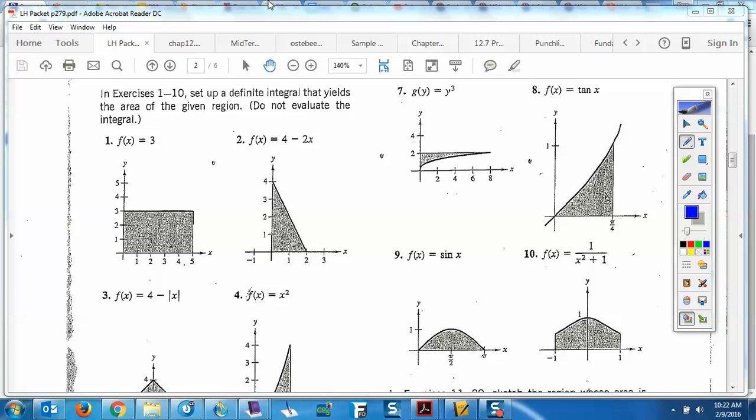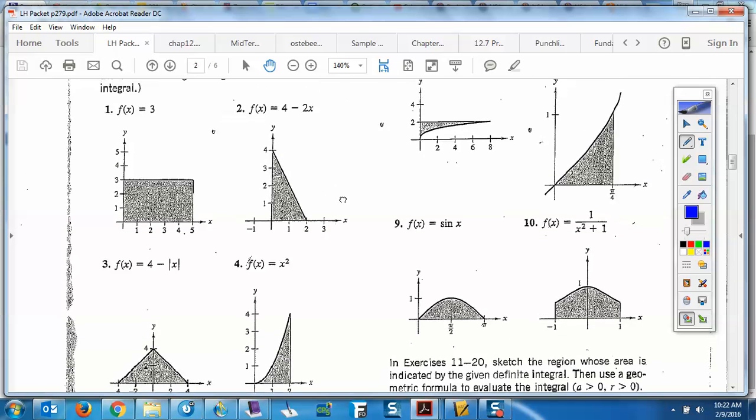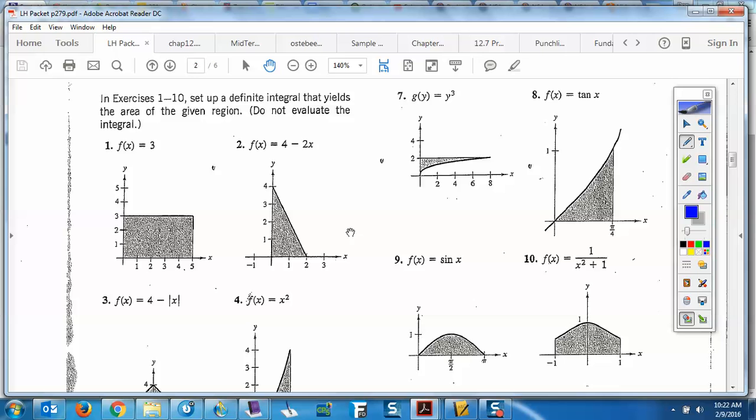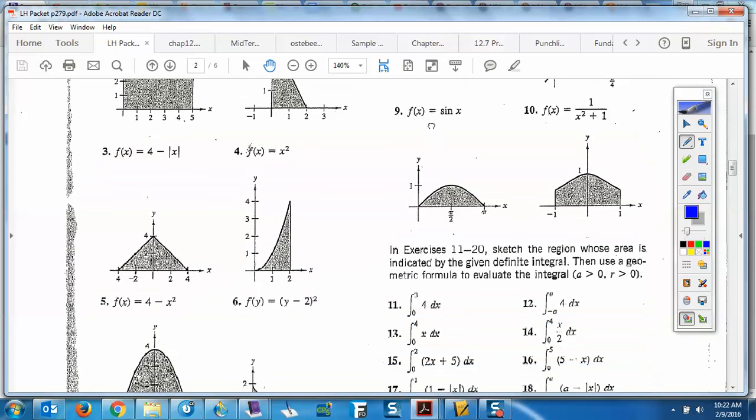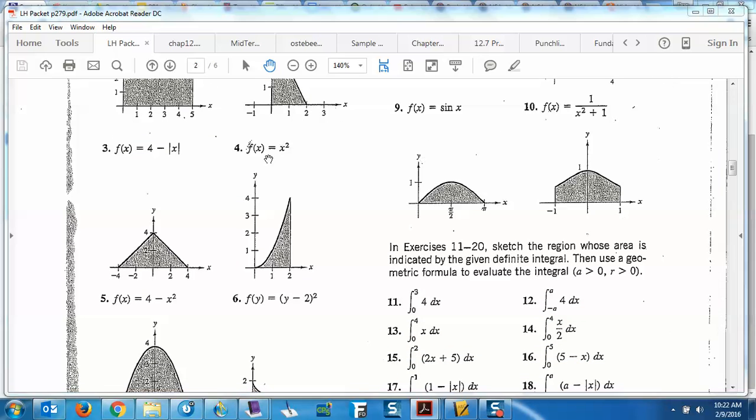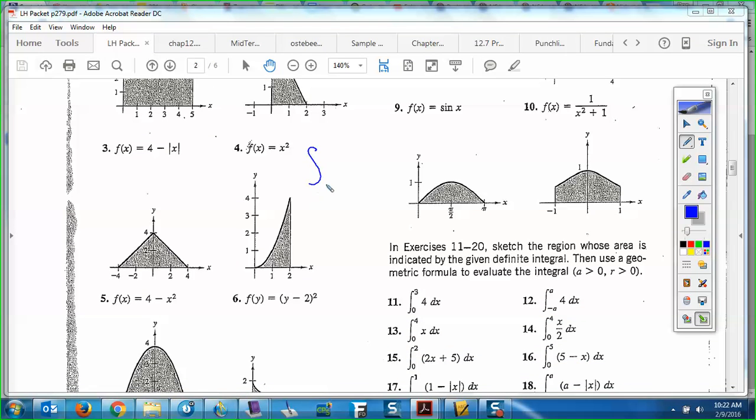All right, let's talk about today's packet quickly here. This was just setting up. A few of you came in with some good questions, mostly about stuff at the end. Most of this you probably found pretty easy. Number 4, for example, is just the integral from 0 to 2. You put the function right there, and you put a dx at the end.